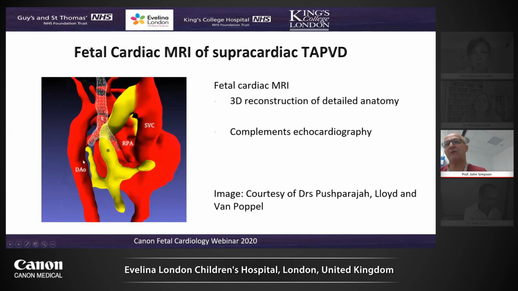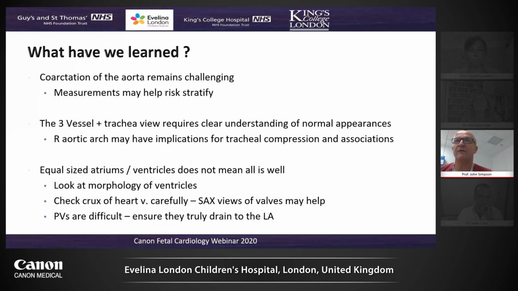We now get, again, with the reconstructions, just to explain the anatomy, you see the confluence behind the heart. In this case, an ascending vein going up and then draining into the superior vena cava. So these type of reconstructions, they complement echo, they don't substitute for echo.